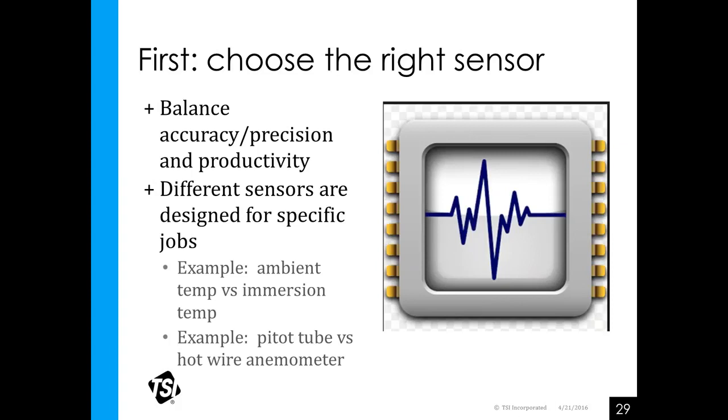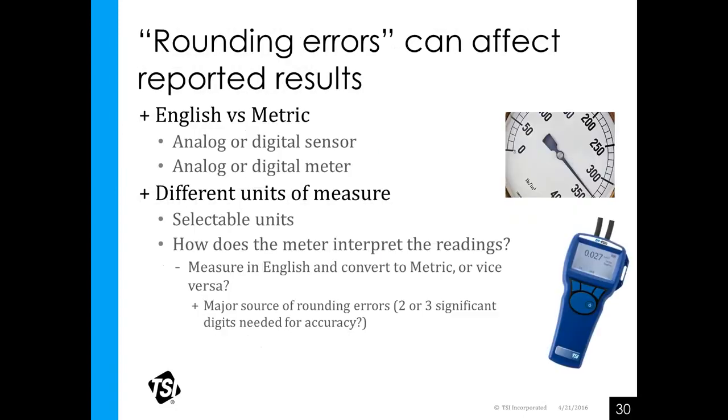In handling the data in critical HVAC, we're all tempted to do rounding. Certainly, rounding errors affect the results, and it's not just English versus metric. That I think we all understand. We all know the difference between the two. Most of today's instruments have selectable units, so you can choose either English or metric. How does the meter interpret the results is one of the most important factors as to what you see on that display. Do they measure in English and convert to metric, or vice versa? It really makes a big difference where they start out from.